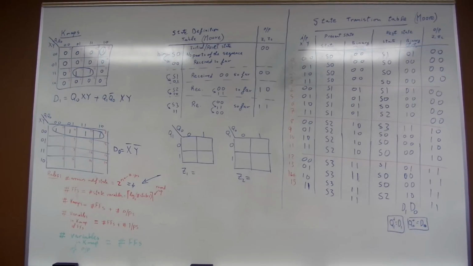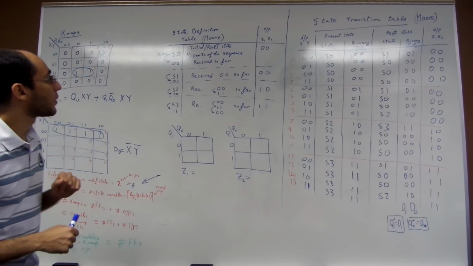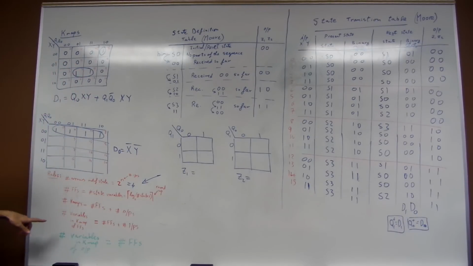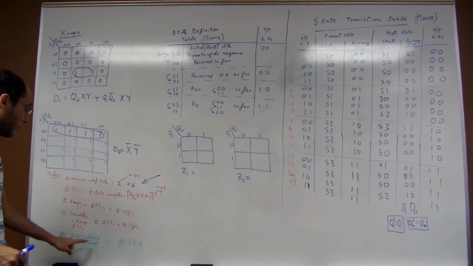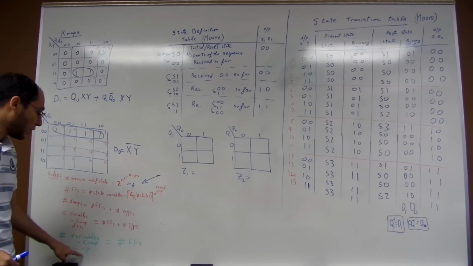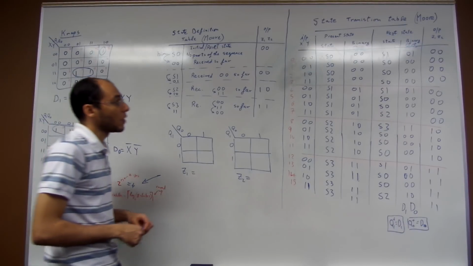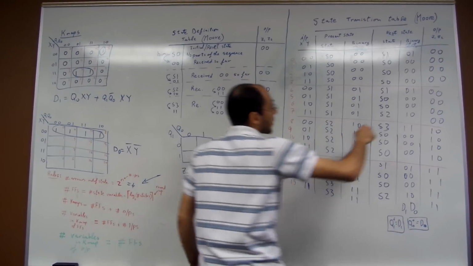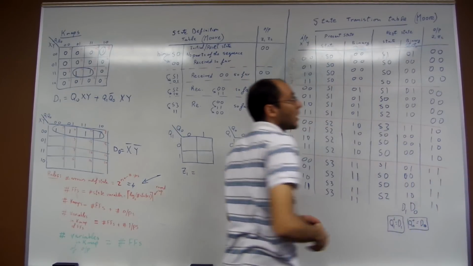Let's have a look at the output K-map. It turns out that for the Moore machine, it is different than the Mealy machine, and that's why I wrote it down in green here. For the Moore machine, the number of variables in the K-map is equal to the number of flip-flops. How many flip-flops do we have? We have 2 flip-flops. So we're going to fill in the output variable K-map.